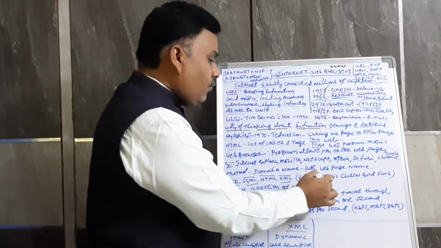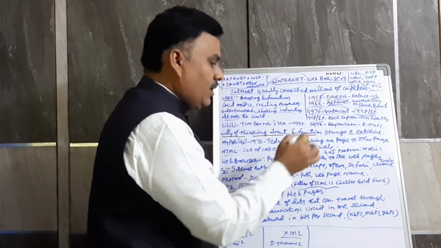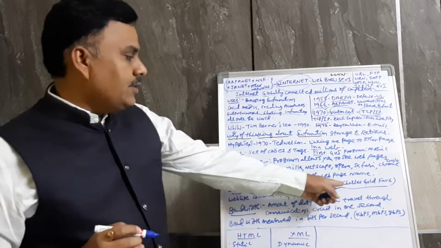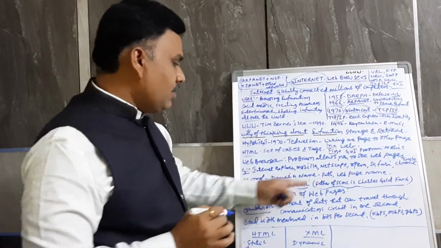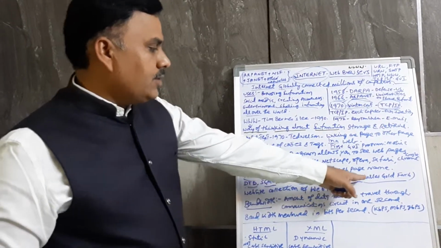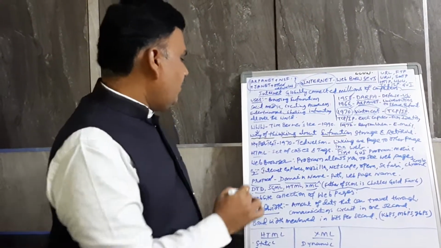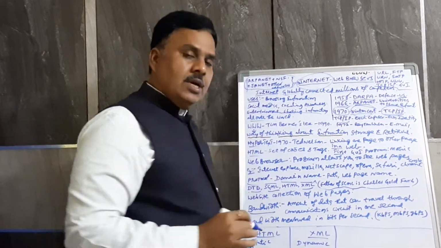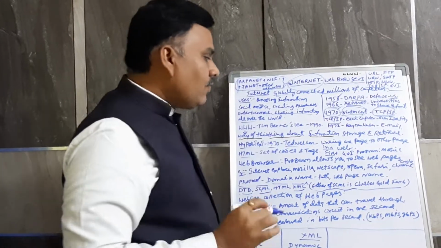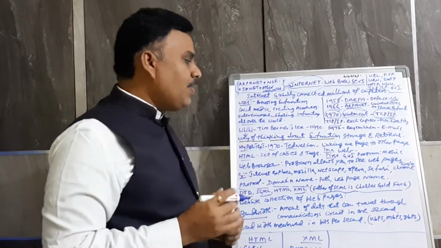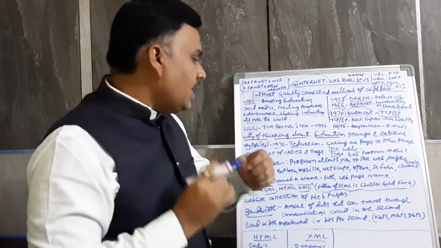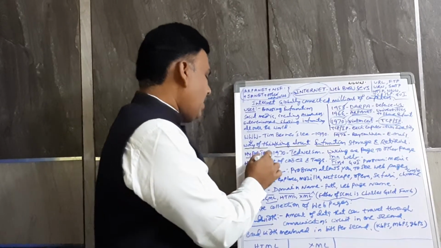The father of SGML is Charles Goldfarb. SGML was invented by Charles Goldfarb. So this is an important point here: who invented SGML? Father of SGML is Charles Goldfarb. Now we will discuss hypertext. Hypertext was developed by Ted Nelson in the year 1970. What is the meaning of hypertext? Hypertext is nothing but linking one page to another page in the internet. We call it hypertext.